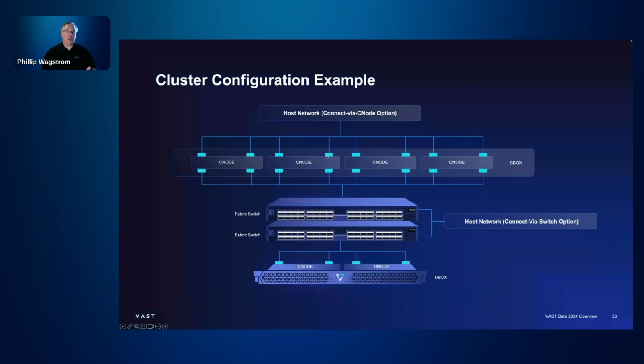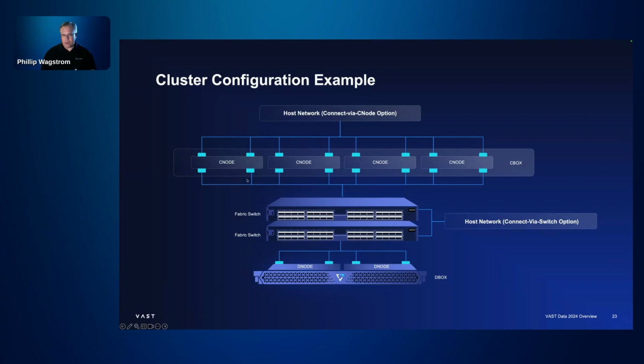Another connectivity option is that if the C nodes are configured with more than one NIC card, we can have a northbound connection, or a set of northbound connections, and a set of southbound connections, as we see here, where each C node is individually connected to the host network, to the client network, to your network, and the clients will access things there.